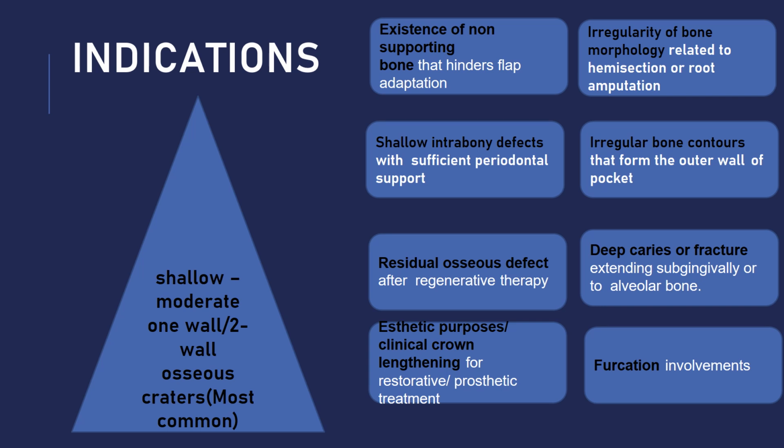So the main indication is shallow to moderate defects. Other than that, existence of non-supporting bone affecting flap adaptation, irregularity of bone morphology related to hemisection or root amputation, shallow intrabony defects with sufficient periodontal support, irregular bony condyles that form the outer wall of the pocket, residual osseous defect after regenerative therapy, deep caries or fracture, aesthetic purposes, and furcation involvements.